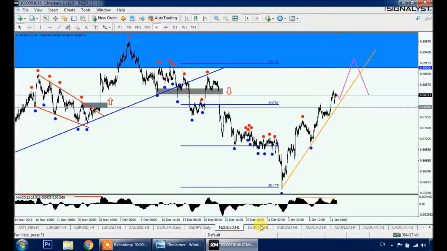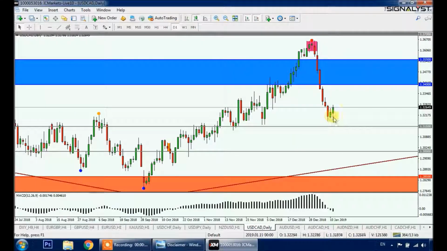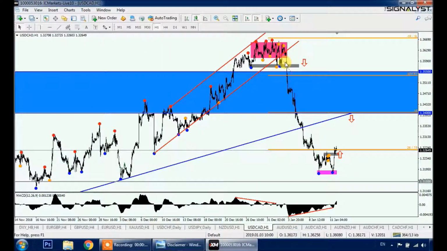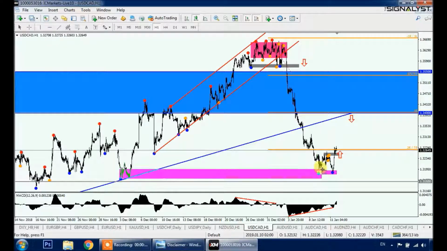USD CAD. On weekly we have a shy bearish candle, as you can see, big wick from the downside, as the last 2 days was bullish on this one. On H1 we had our take profit hit last week on Monday, I guess. Then USD CAD found support around 1.315 as it's a strong demand zone around here.